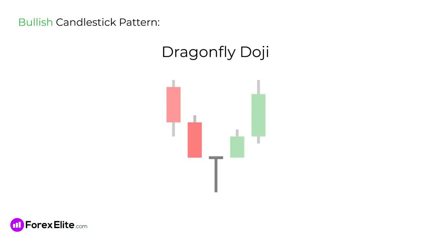Dragonfly doji. As the name suggests, this pattern resembles a dragonfly. More specifically though, the high, the open, and the close are the same, followed by a long lower shadow. In a simpler form, the dragonfly doji usually looks like the letter T. Long lower shadow, no body, high, open and close are the same.